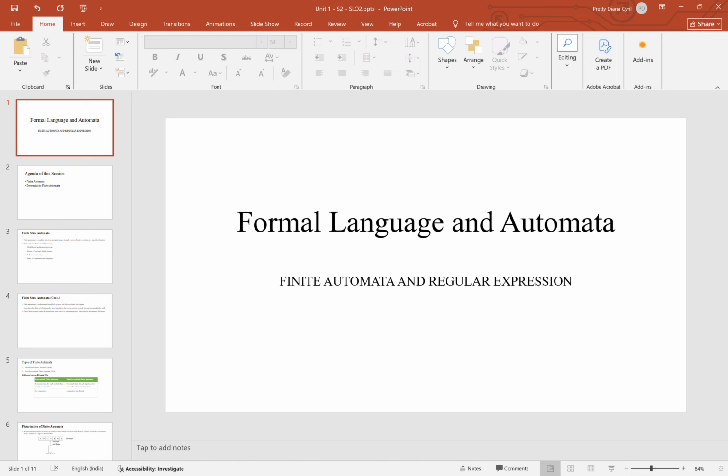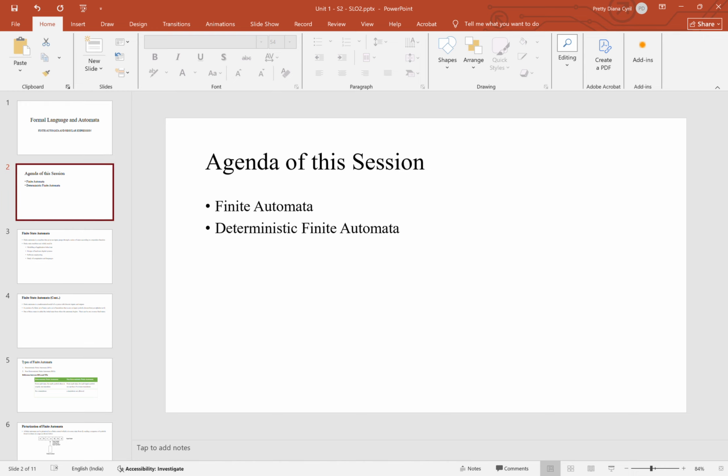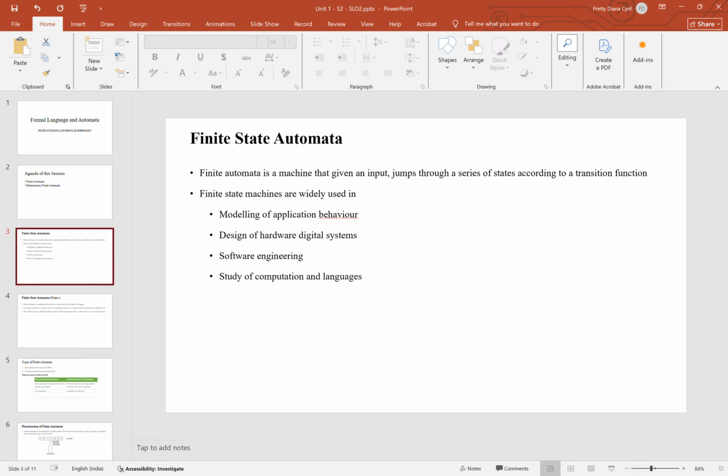In this session, we are going to see about the finite automata and deterministic finite automata. So first we will see what is a finite state automata. The finite state automata is a machine that, given an input, jumps through a series of states according to the transition function. Based on the transition function, we jump through this series of states for the given input. It is a model of behavior composed of states, transitions, and actions.